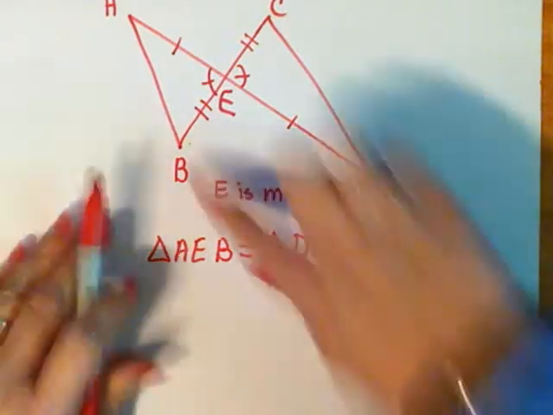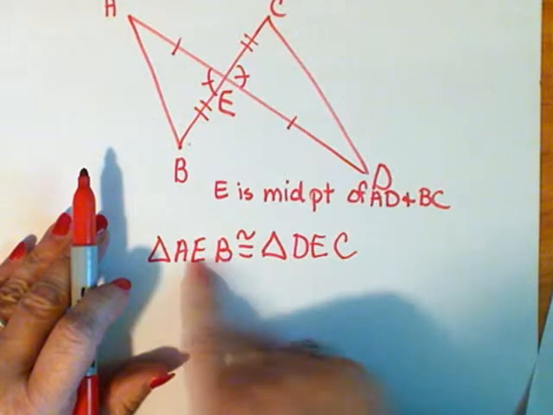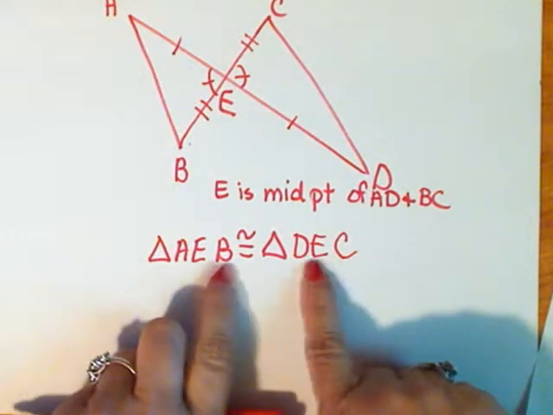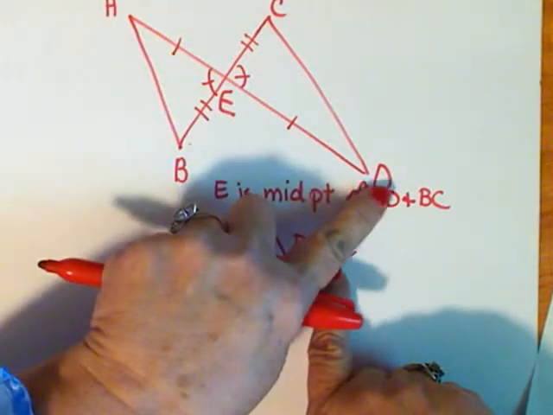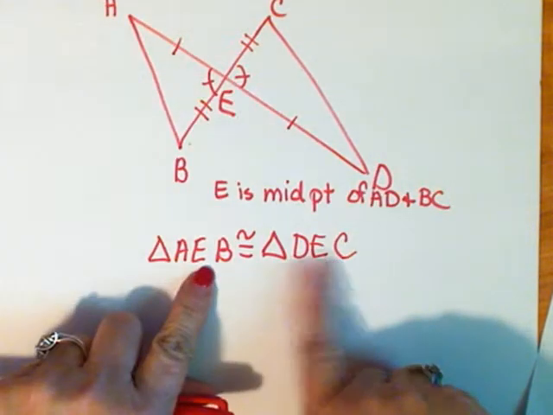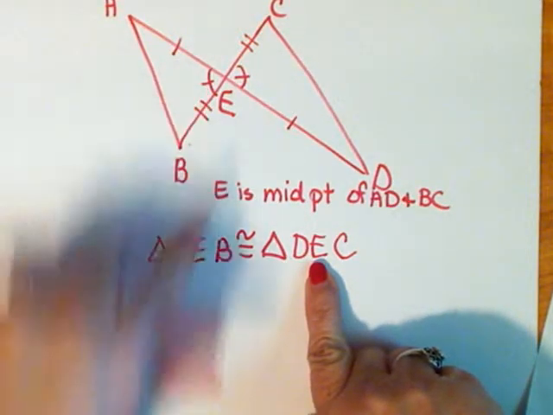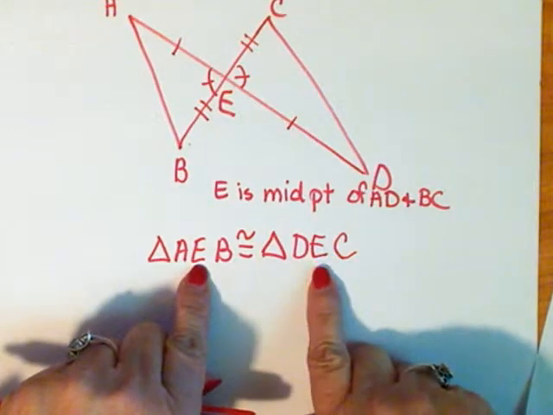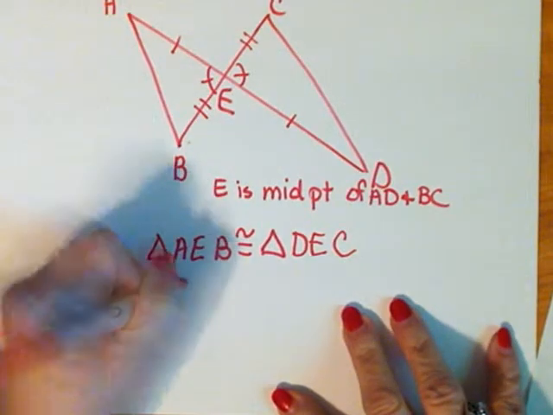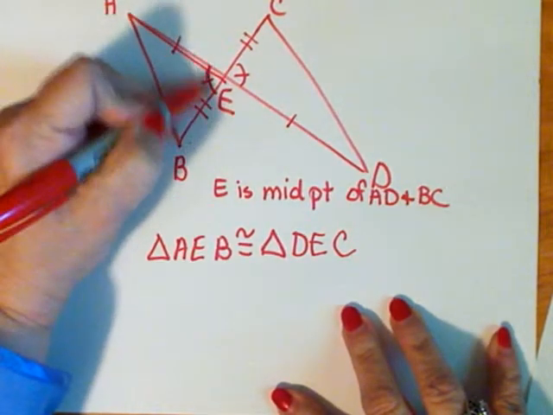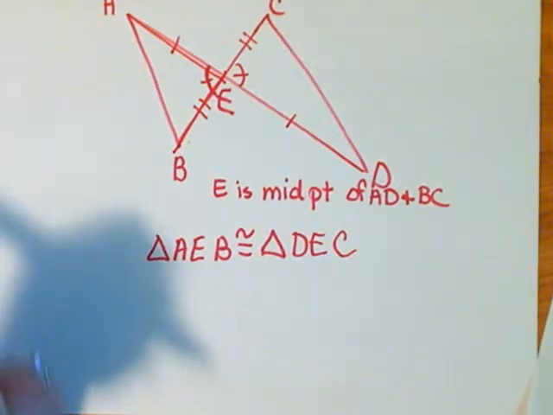Now let's double check. BE needs to be congruent to CE. BE, CE, they're in the same location. AE needs to be congruent to DE. AE, DE, they're in the same location. And angle E is in the middle of this one, and it's in the middle of this one. So that is my correct congruent statement, and I used side, angle, side: the two sides and the angle that forms the two sides.